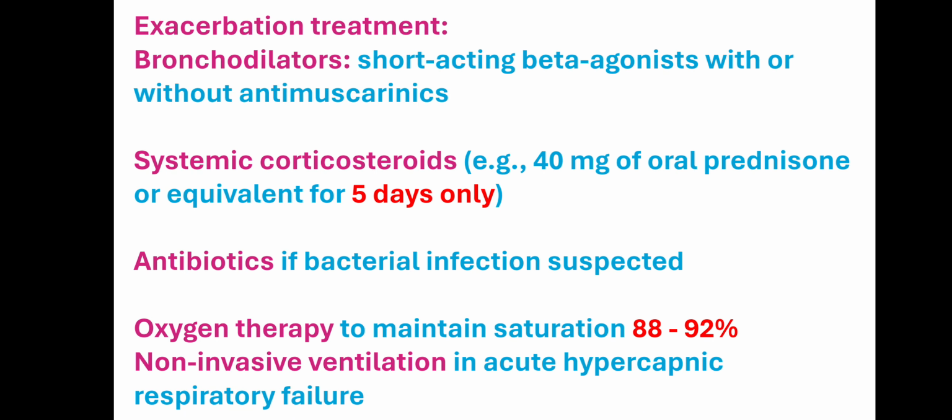Exacerbation treatment: bronchodilators, short-acting beta agonist with or without antimuscarinics in MDI form or through a nebulizer; systemic corticosteroid, 40 mg oral prednisolone or its equivalent only for 5 days; antibiotic if bacterial infection suspected; oxygen therapy to maintain saturation 88 to 92%; non-invasive ventilation in acute hypercapnic respiratory failure.